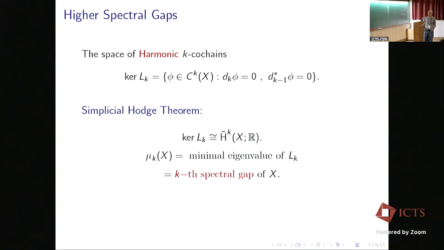And what is the high-dimensional version of lambda 2? It's mu k of x. It's the minimal eigenvalue of Lk. This is called the k-spectral gap of x. Note that if the minimal eigenvalue of Lk is 0, then the kernel is non-trivial, and therefore we get a non-trivial kth homology. If the kth cohomology is 0, then the minimal eigenvalue is positive, and it somehow measures how 0 is this 0.